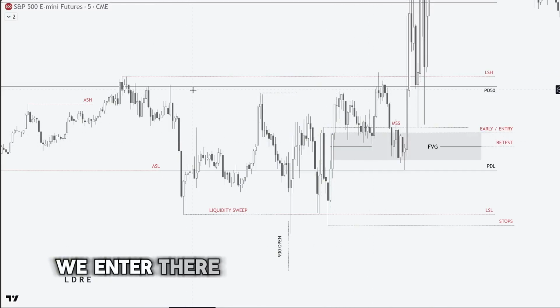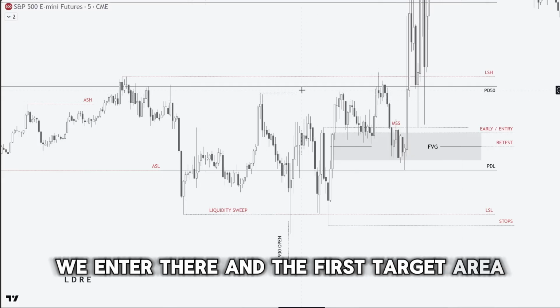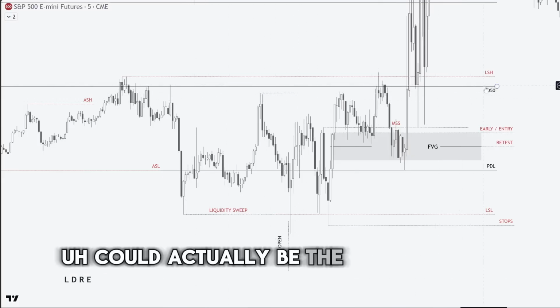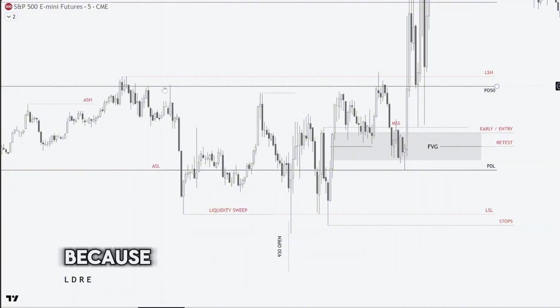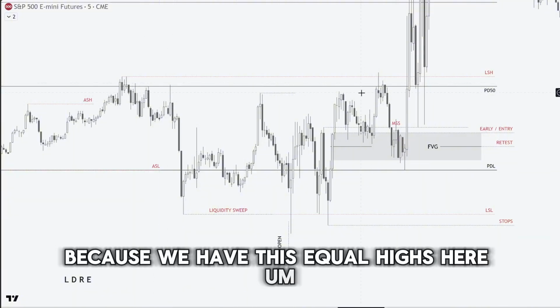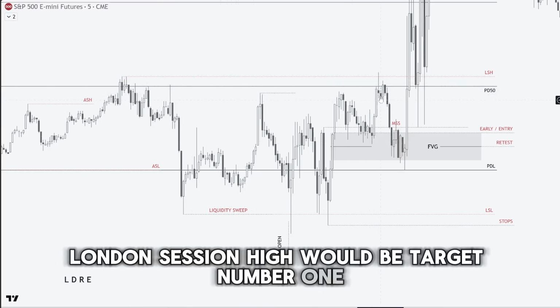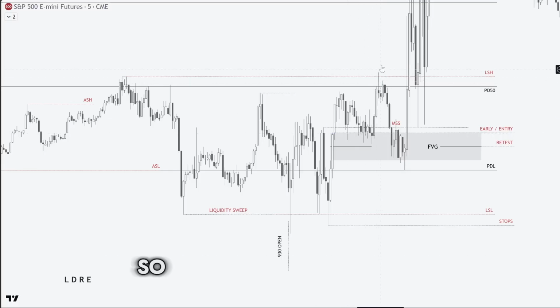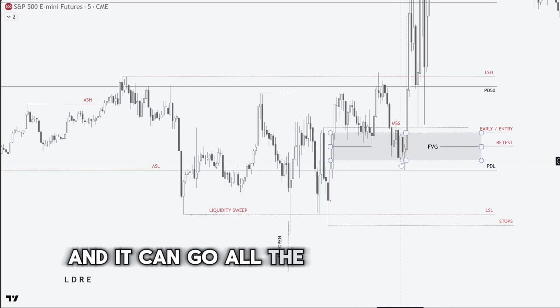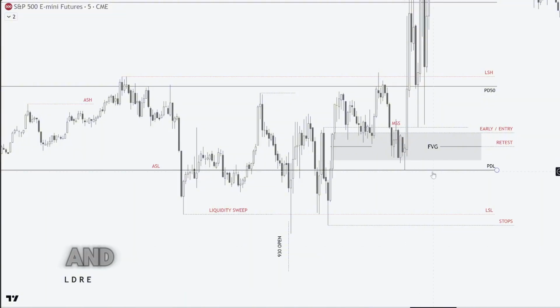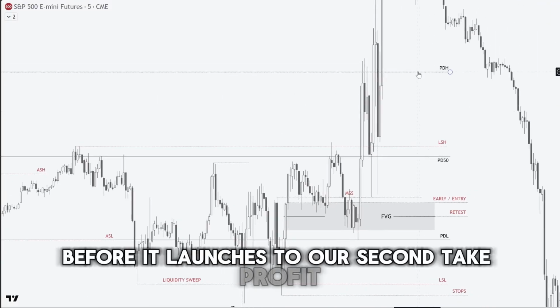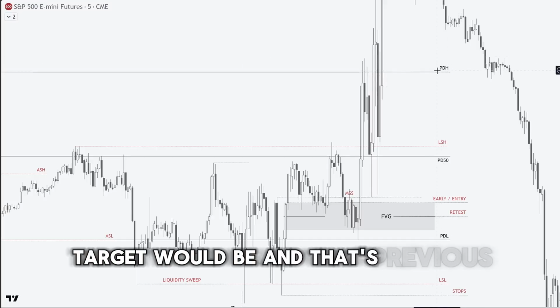We enter there, and the first target area could actually be the previous day 50 because we have these equal highs here, but I would shoot for the London session high as target number 1. We've got that as our initial run. So early entry, initial run, then we get the retest here. We're looking for that 50 and it can go all the way down as it typically does. And it actually touches the previous day low before it launches to our second take profit target, and that's previous day high.